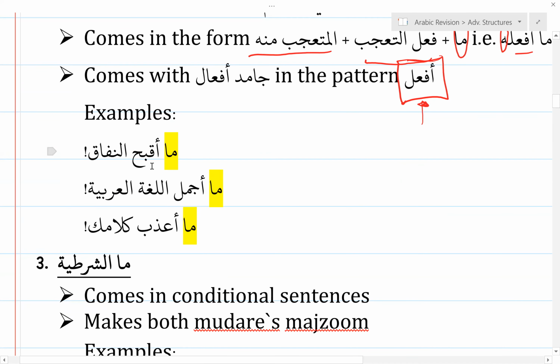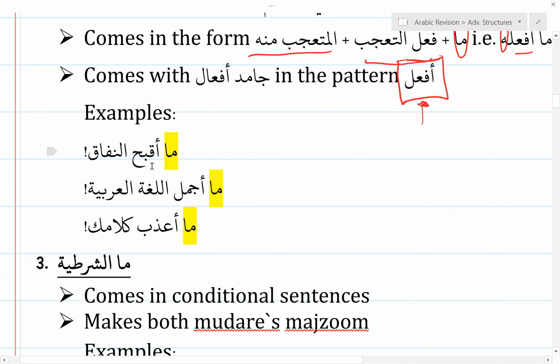Can I say something? Yes, please. Can you just scroll up? You said it comes with jamid af'al, meaning the verbs which cannot be conjugated. This qabih, jamal, adab, these all are isms, Sister, and we are putting them in the pattern of af'ala.